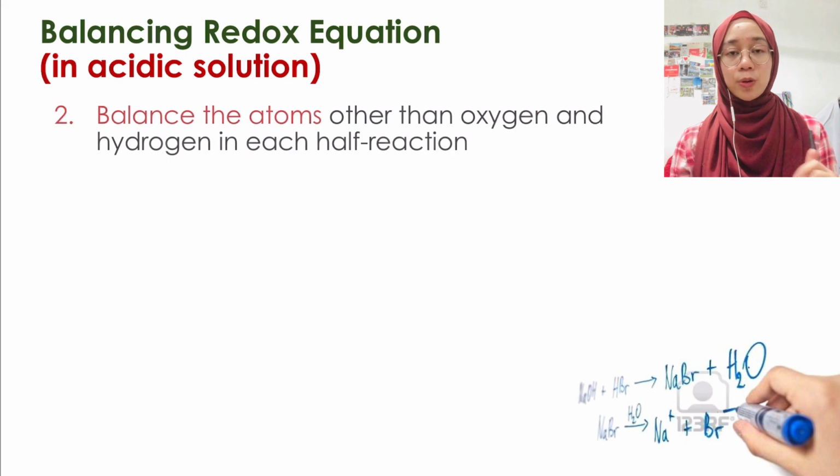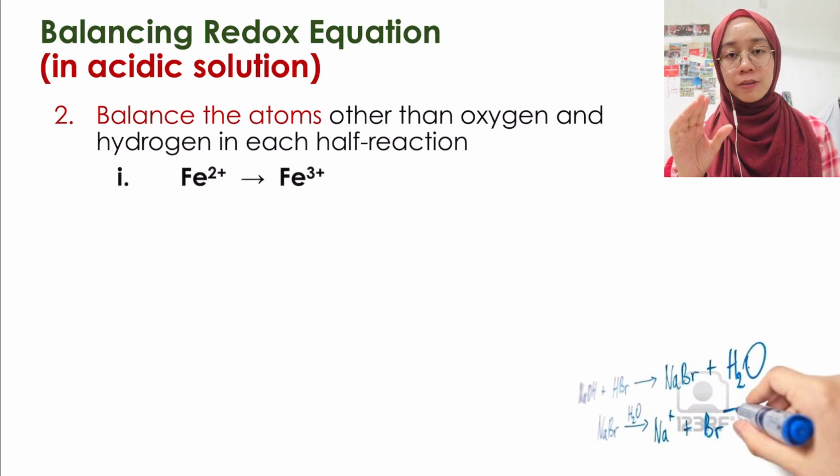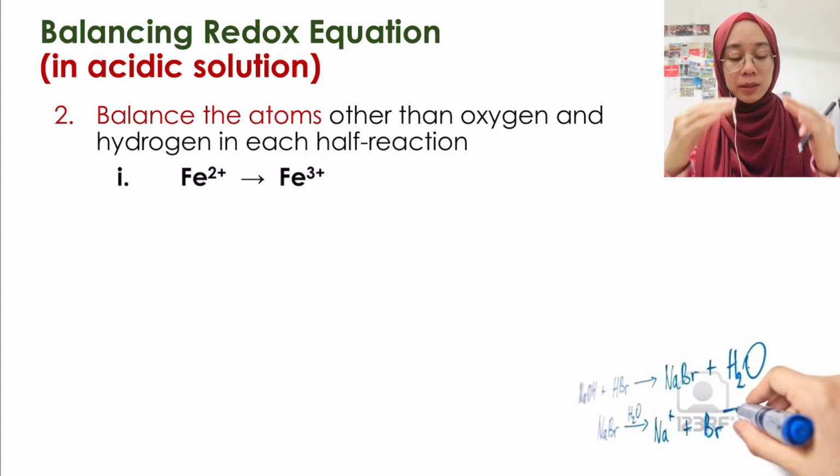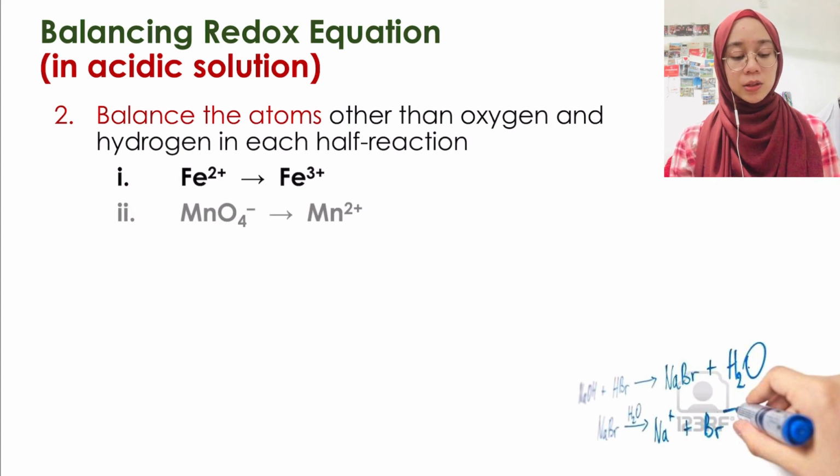Okay, so the second one adalah to balance the atom other than oxygen and also hydrogen in each half reaction. Okay, so yang ni pula, Miss balancekan both half equation at the same time. Tapi kita satu-satulah, kita pergi yang first dulu, second. Okay, so yang atas ni tadi, Fe ada 1. Yang ni pun ada 1 Fe. So dah balance dah sebenarnya. Okay, so tak perlulah tambah anything.